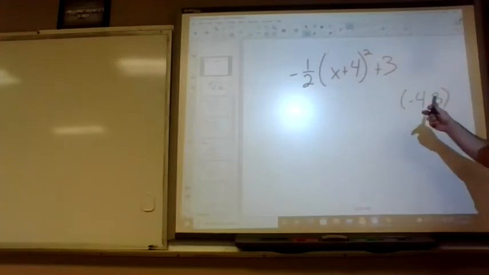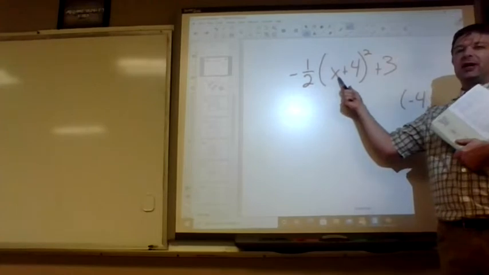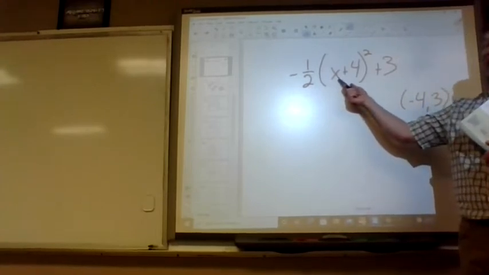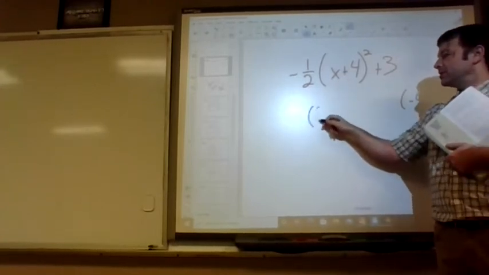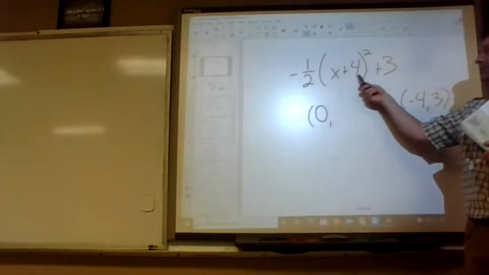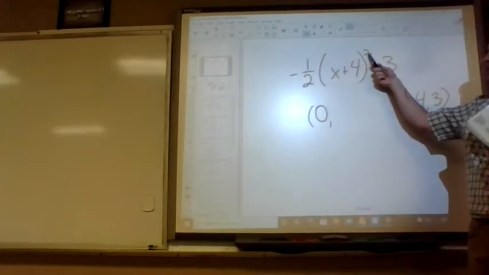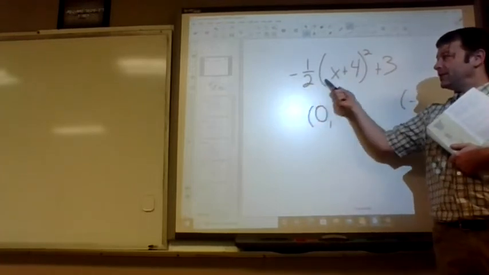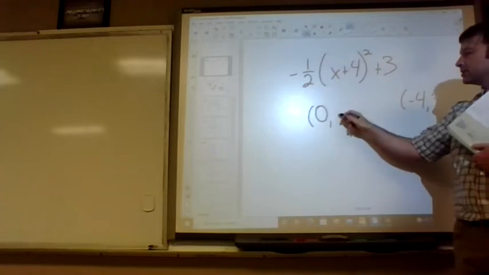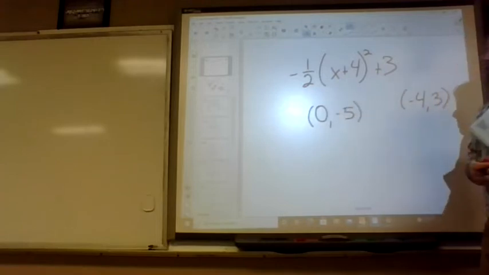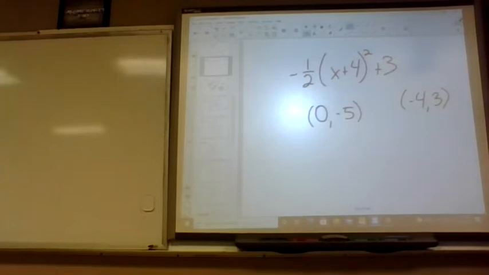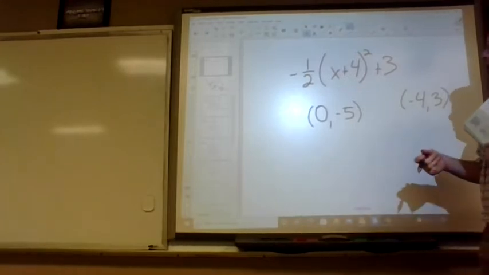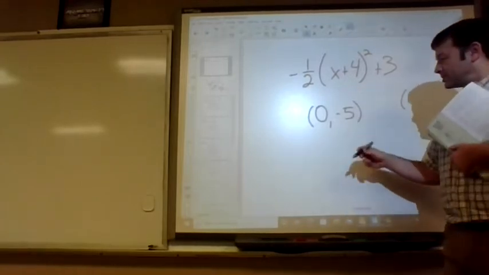We didn't really need that, but how do I find the y-intercept? Plug in 0. 0 plus 4 is 4. 4 squared is 16. Half of 16 is 8, so it would be negative 8 plus 3. Notice I was using order of operations: parentheses, exponents, multiply, addition. Okay, that's the y-intercept, 0, negative 5.